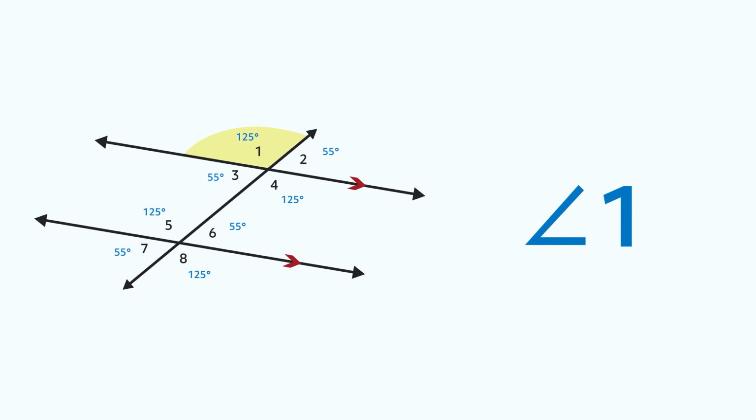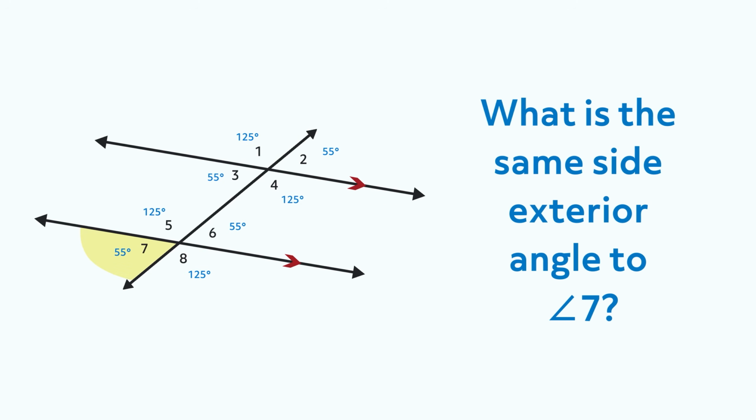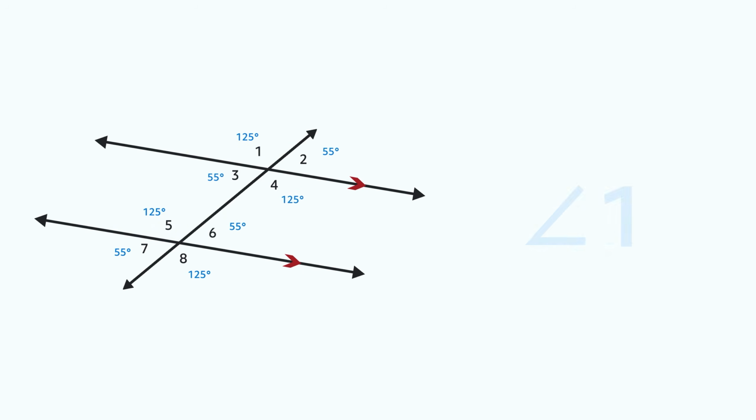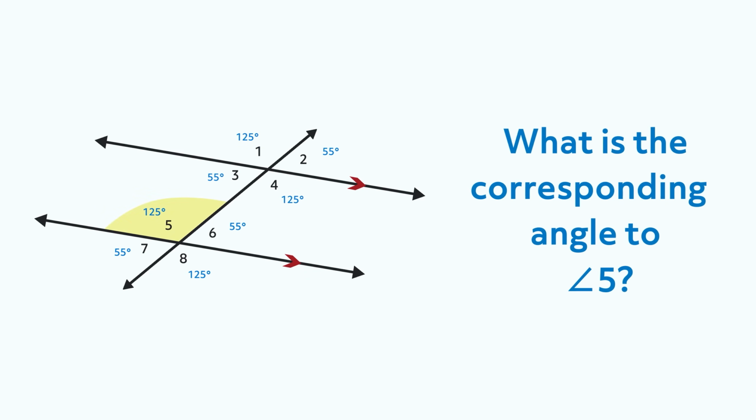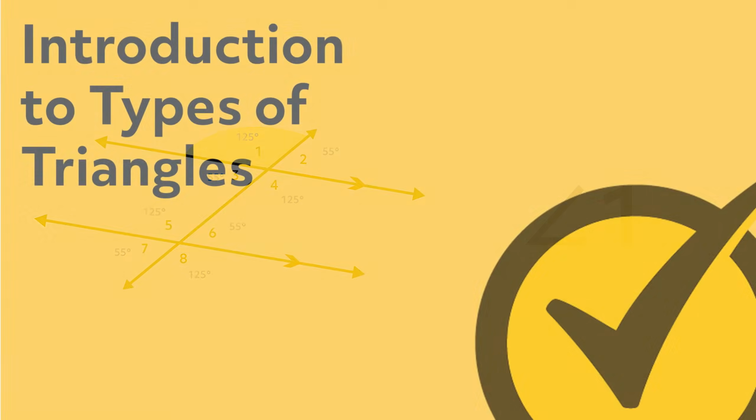The answer is angle 1. What is the same side exterior angle to angle 7? The answer is angle 1. What is the corresponding angle to angle 5? The answer is angle 1.